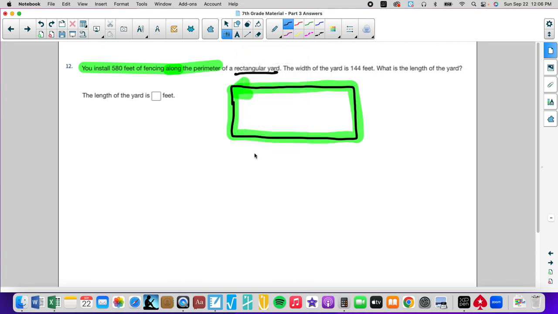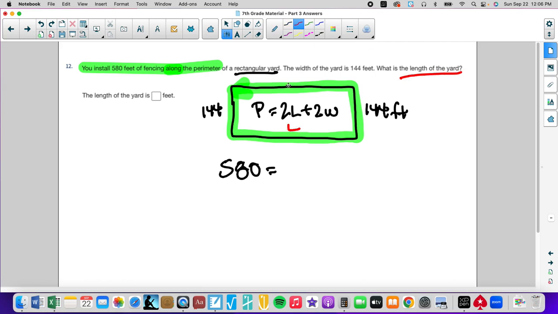So we know this formula, P perimeter equals 2L plus 2W. We know that P is going to be 580. The width of the yard is 144 feet, so this is 144 feet and this is 144 feet. And then what is the length? We want to find the length. We don't know what L is, but we know what the width is. Now we're only missing one variable, so we can simplify.